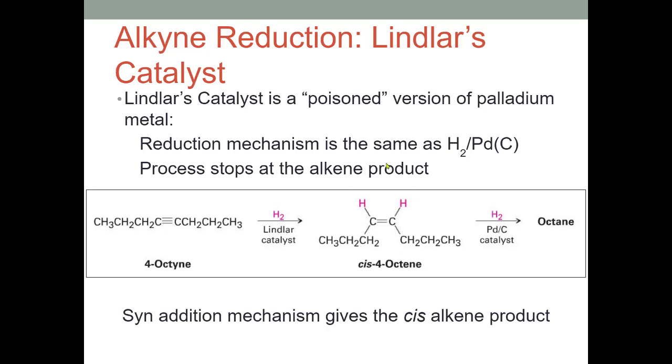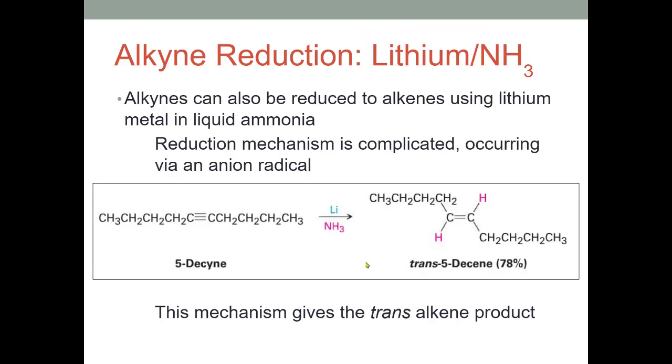This would be further reduced by plain old hydrogen and platinum or palladium all the way to the alkane. However, Lindlar's catalyst would stop right here with the cis-alkene product. If we wanted the reverse stereochemistry, if we wanted a trans product, we would use a soluble metal, typically a group 1 metal like lithium or sodium metal in ammonia. And again, now it's an anti-addition, which ends up giving us a trans-alkene product.